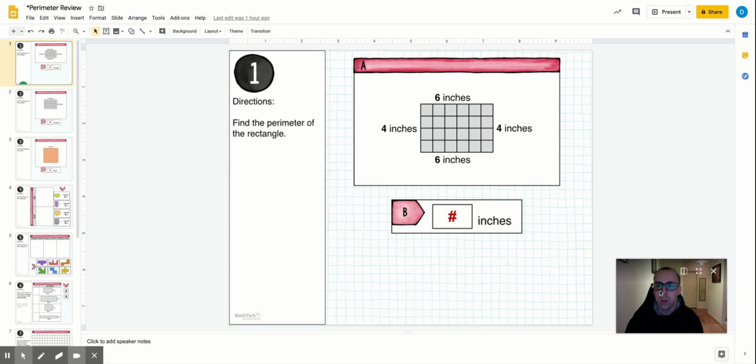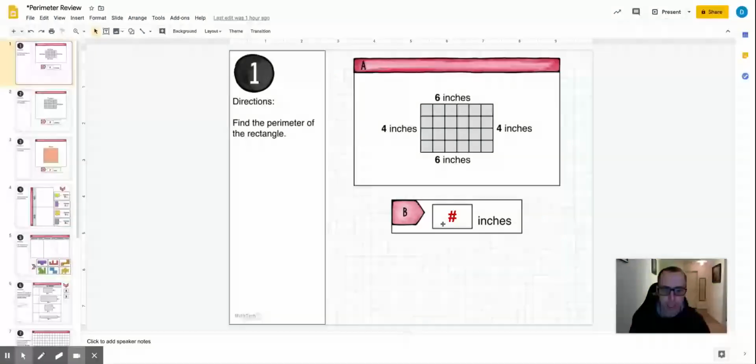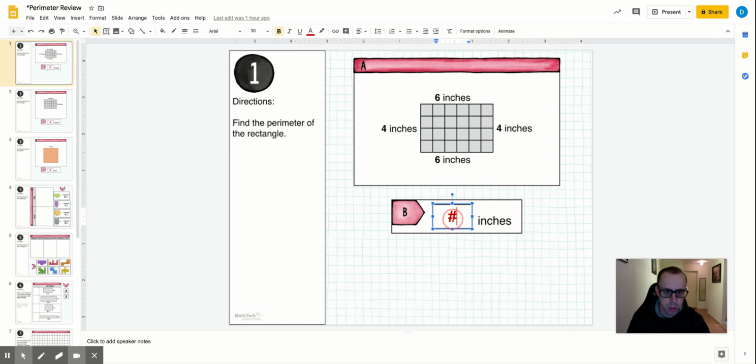So here we will begin with number 1, that you can see the directions over here. Find the perimeter of this rectangle. So here we have a rectangle. You're given the lines and the squares, but you're also given the measurements along the side. So you know that to find perimeter, you can add those up together and find the perimeter in inches. You just click in here, click backspace, and then you can type in your answer, whatever it might be.